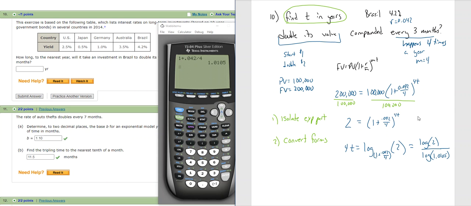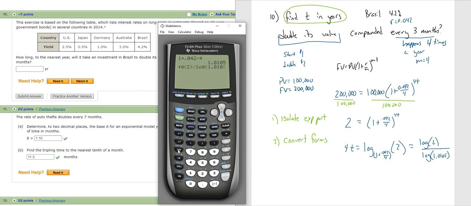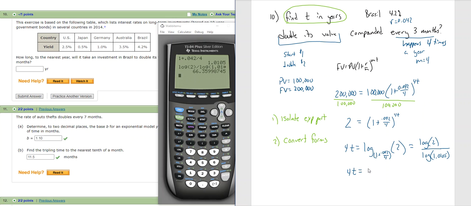So sometimes, like in number 9, I'll use the ridiculous base with the 1 plus r over m. And sometimes when it's not a 12 or a 3 or a 6 or anything like that in the denominator, I'll actually use the decimal. Either way, let's take log of 2 and divide it by the log 1.0105. It's nice that it's right above where I'm entering it, so I can't mess it up. And we get 4t equals 66.359987.